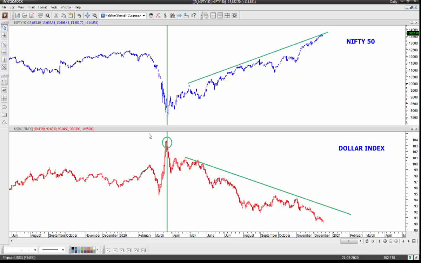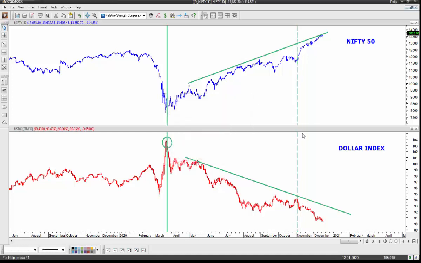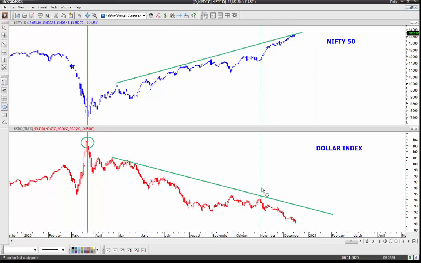You have a defined downtrend, lower tops and lower bottoms on the dollar index, and a defined uptrend on the Nifty. Now, focusing on the extreme short-term correlation, you'll notice that almost the peaks and the troughs in the short term are extremely correlated with the dollar index. When the correlation is working superbly, it is almost like an exact mirror copy. This is where the recent pullback on the dollar index to 94.30 happened, and since then, from 11,800, we've gone closer to 13,600, 13,700. And this is the shorter term correlation.